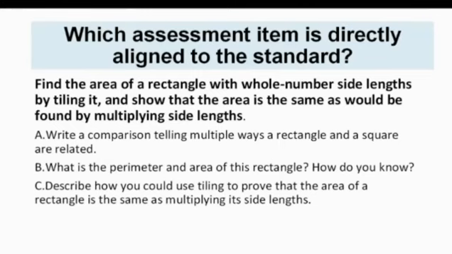Now the standard is find the area of a rectangle with whole number side lengths by tiling it and show that the area is the same as it would be found by multiplying side lengths. Which of the 3 will give you the most directly aligned assessment item?